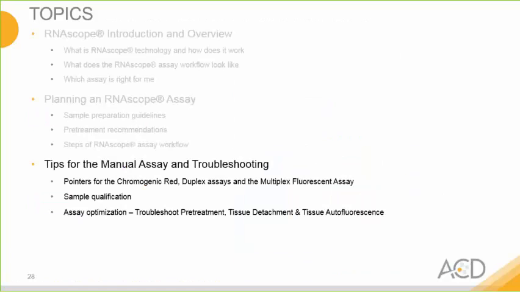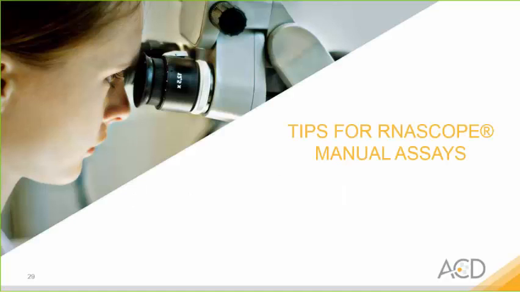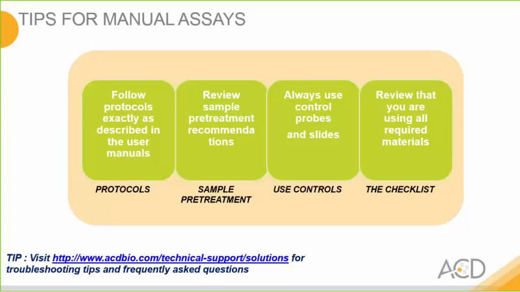So we just reviewed the 3 main steps of the RNAscope assay. And now you have seen the overview of the technology and the workflow. I'd like to share with you some tips for the manual assay for troubleshooting and assay optimization. Okay, so first, be sure to select, as I mentioned, the appropriate user manual for your tissue type and your sample type.